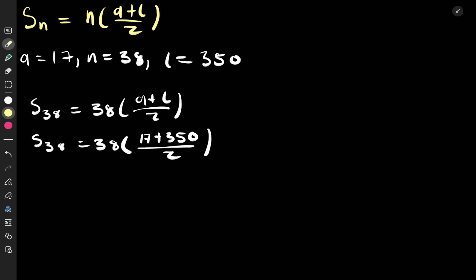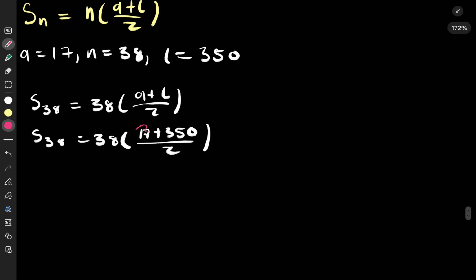Okay, so open bracket, 17 plus 350, close it, then say divided by 2, so that it knows everything which is on the top. Don't just write it carelessly. If it's a fraction and you have 2 things on the top, you need to put it in the bracket when you're putting it in your calculator. Okay, and you should get 183.5. So I can say that S of 38 is equal to 38 multiplying 183.5.